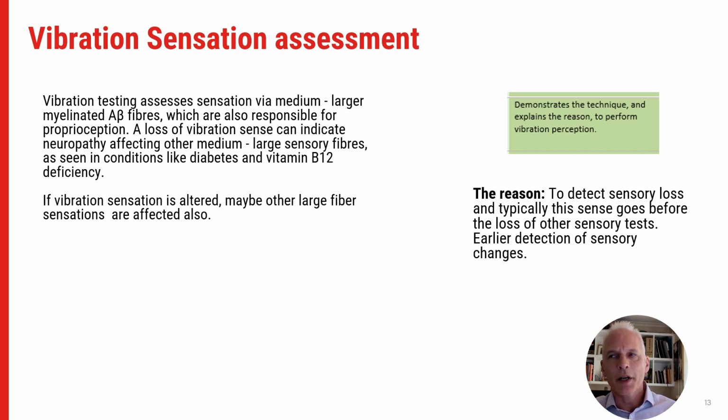So if vibration sensation is altered, maybe other large fibre sensations are affected also. When we look at your clinical exam, you need to be able to demonstrate the technique of applying a tuning fork, and you can practice that in clinic, but you also need to explain the reason to perform vibration perception. And the reason is to detect sensory loss, and typically this sense goes before the loss of other sensory tests. So you're going to say the reason is for the earlier detection of sensory changes.